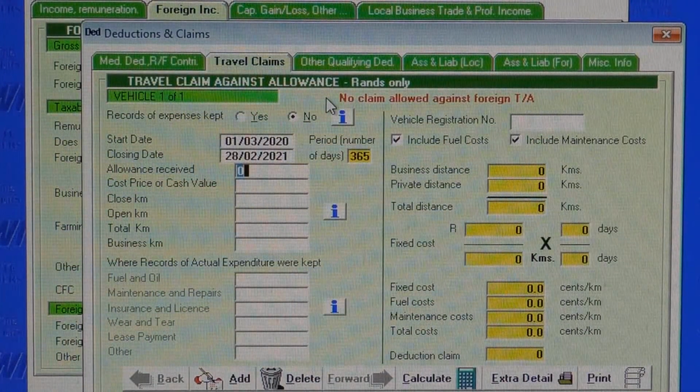Because all of the travel allowance is exempted, you can see on the travel allowance claim screen, it warns us that no travel allowance claim can be allowed.